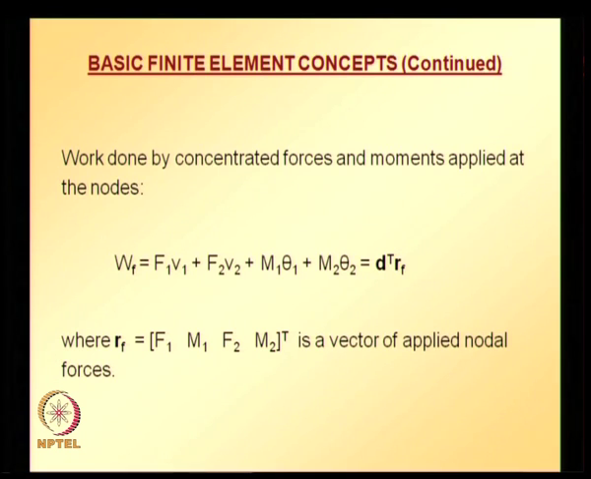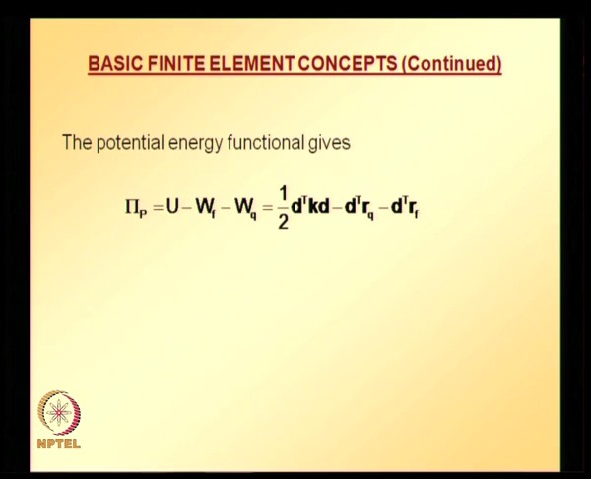So the potential energy pi can be written by substituting U, W_f, that is the work done by the concentrated forces, which includes loads and moments, and W_q, which is the work done by the applied distributed forces. It is given by half d transpose K d minus d transpose R_q minus d transpose R_f.